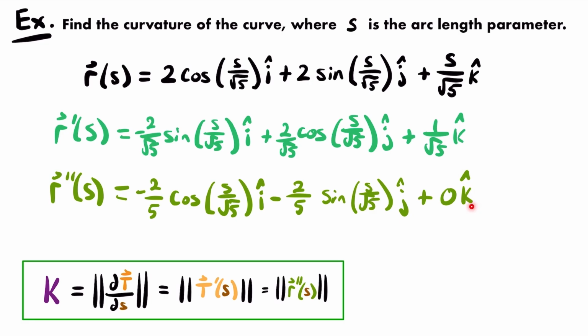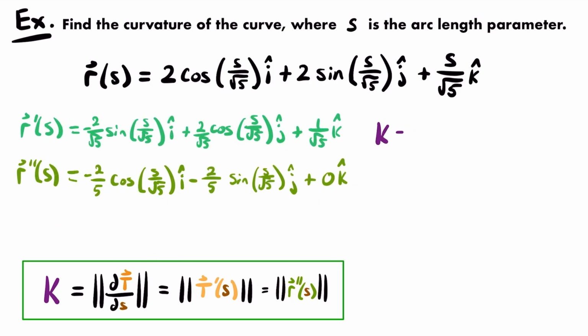All right, so we now have the second derivative of our vector function in terms of the arc length parameter. So we can now find the curvature of the curve that this vector function represents by taking the magnitude of that vector function. The curvature k will be equal to the square root of the sum of the components squared for r double prime of s. Now, the z component is 0, so we don't need to worry about that. We just have to focus on the x and y components.